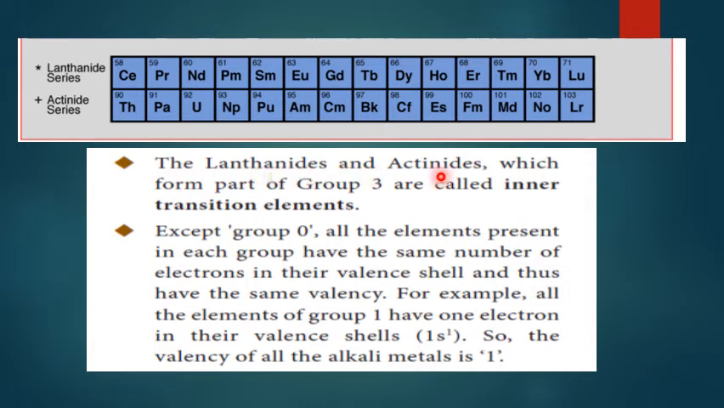The lanthanides and actinides, which form part of group 3, are called inner transition elements. Except zero group, all the elements present in each group have the same number of electrons in their valency shell and thus have the same valency. For example, all the elements of group 1 have one electron in their valency shell. So the valency of all the alkali metals is 1.